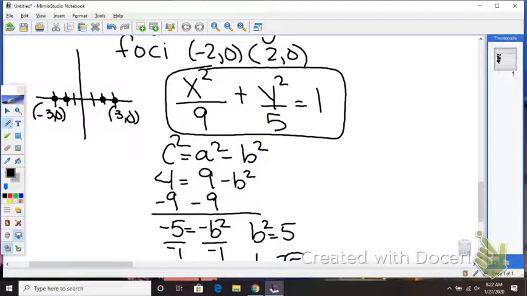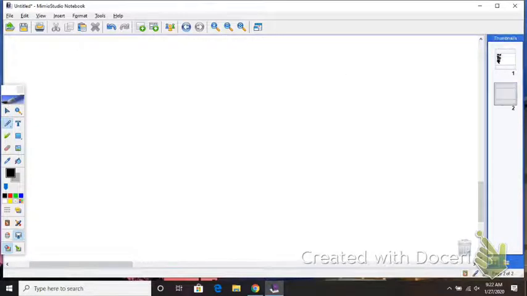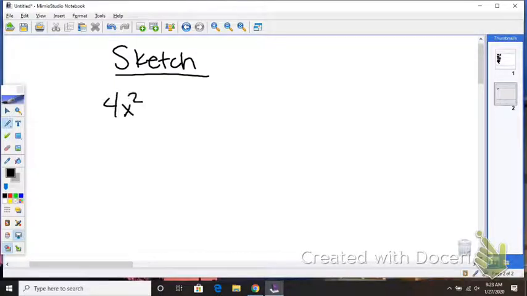Okay, one more example, and then I'm going to let you guys go. This one's going to be a little bit different. This time we're going to sketch in standard form and graph. It just says sketch the graph, but the first thing you need to do is write in standard form. So I'm going to give you something that looks like this. I do know there's one like this on your test.